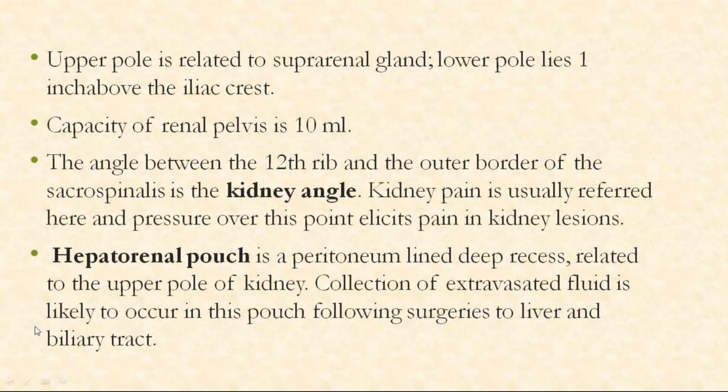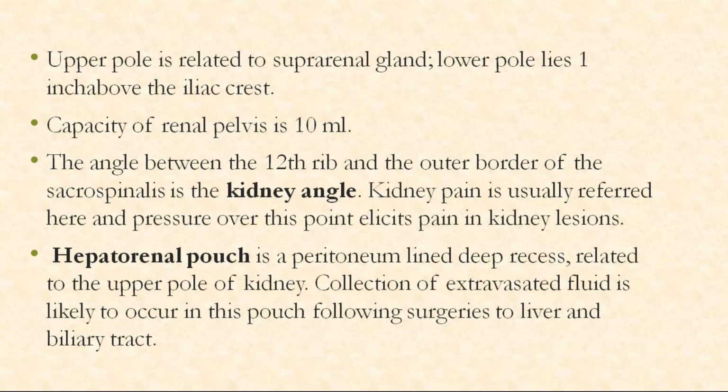Then one of the important pouches is called the hepatorenal pouch. This is one of the dependent pouches in the abdomen. If a patient underwent surgery and is lying constantly in the bed, it is a dependent position. So any collection in the abdomen will get collected in the dependent part of the abdomen, usually on the right side, located between the liver and kidney, that is the hepatorenal pouch.